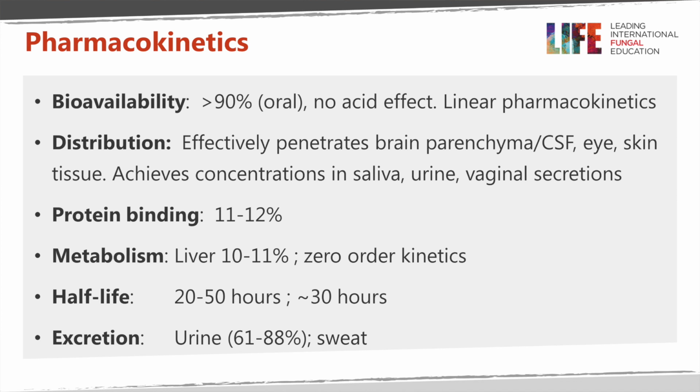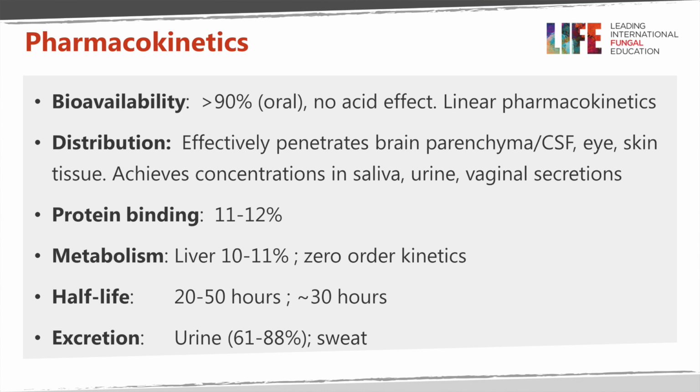So, a few things about pharmacokinetics of the drug. It has an excellent oral bioavailability, over 90%. There is no effect from food or acid in the stomach. It is a drug that demonstrates linear pharmacokinetics. It penetrates well into the brain parenchyma and into the cerebrospinal fluid, so it can be used effectively for the treatment of cryptococcal meningitis. It reaches good concentrations in the eye, whether inflamed or non-inflamed eye, and it gets well into the skin tissue. It achieves high concentrations in saliva, urine, and vaginal secretions, so it can be used in mucosal candidiasis. There is limited protein binding of the drug.